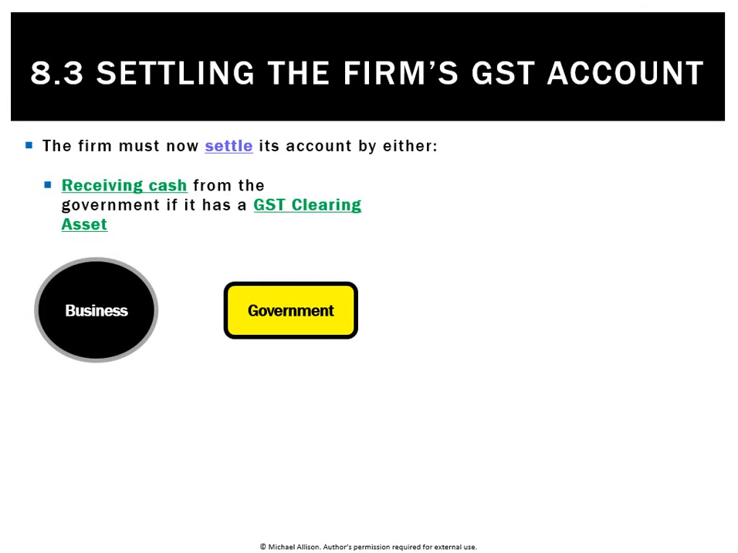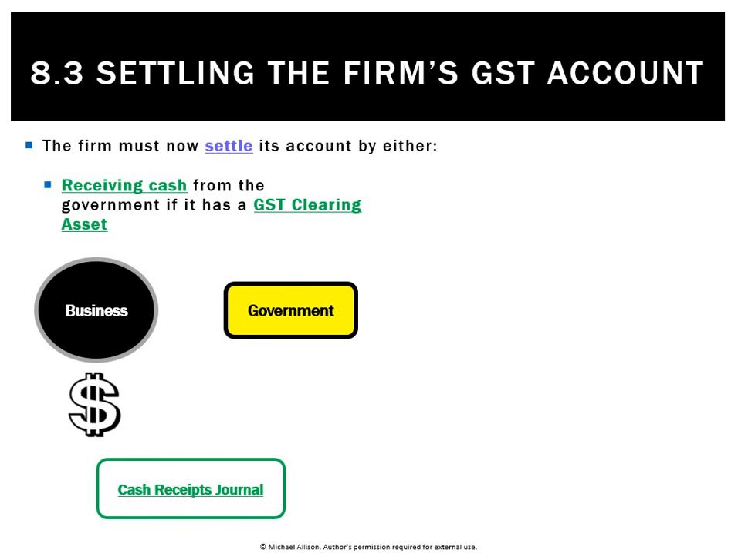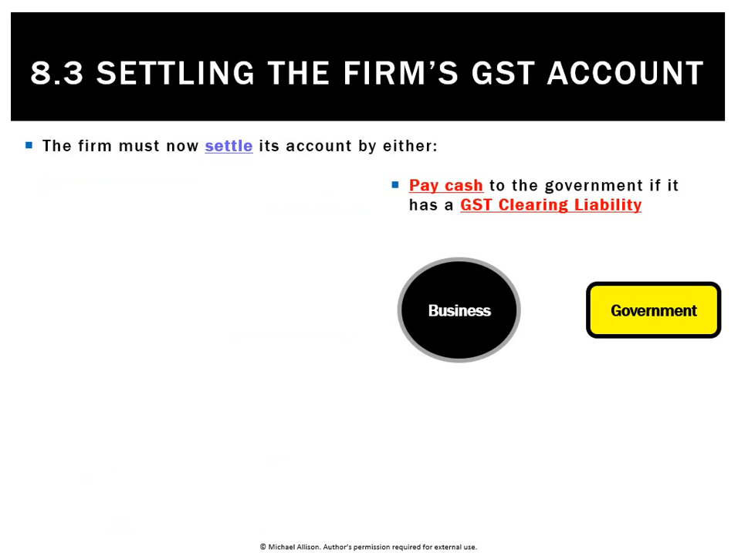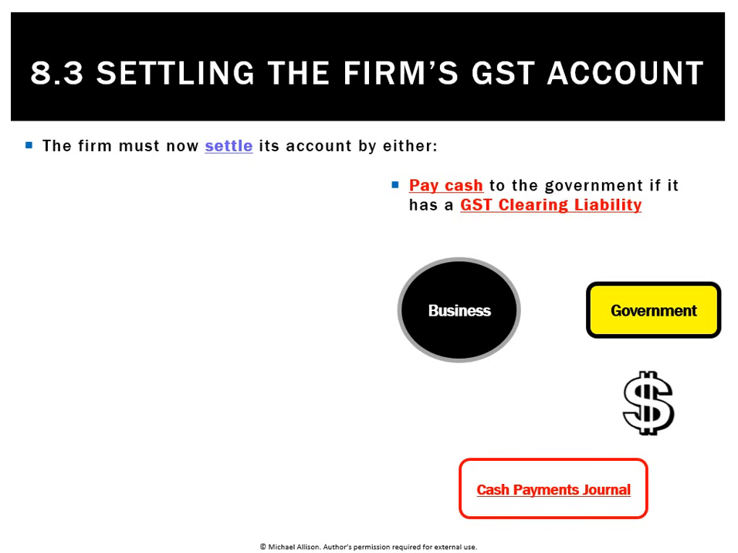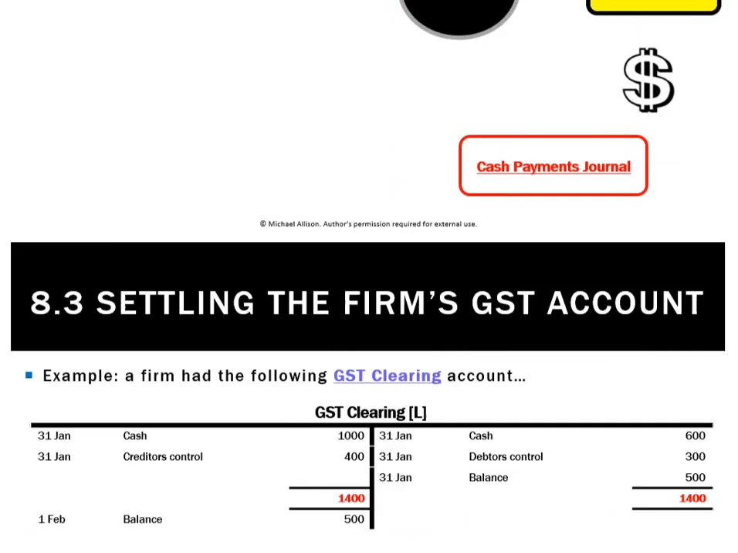What either happens is, if we're going to receive money from the government because we've got an asset, eventually they're going to give us money. Whenever we receive cash, that'll go in the cash receipts journal. But if we owe the government money because we've got a GST clearing liability, eventually we're going to have to pay or give the government some money, and that'll need to go in our cash payments journal. So that's called settling our GST account, or clearing it out. Hence we use the term GST clearing.